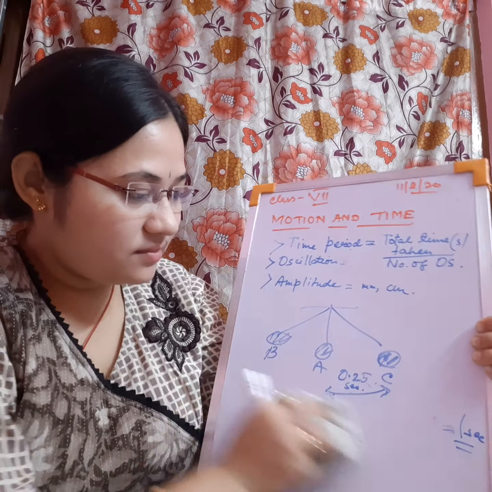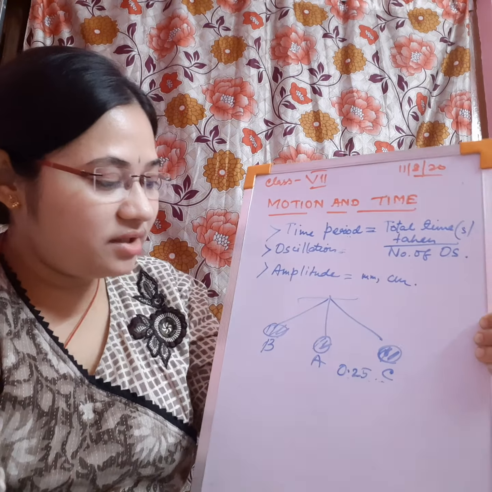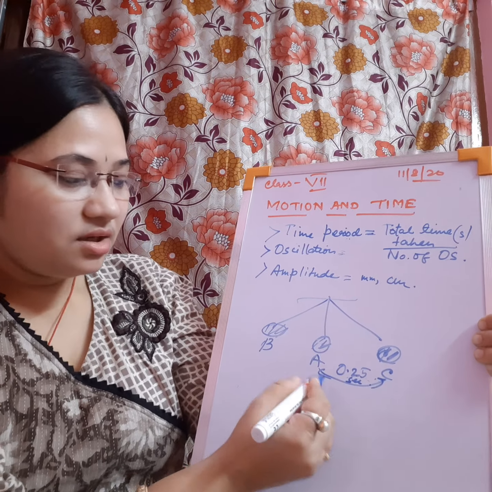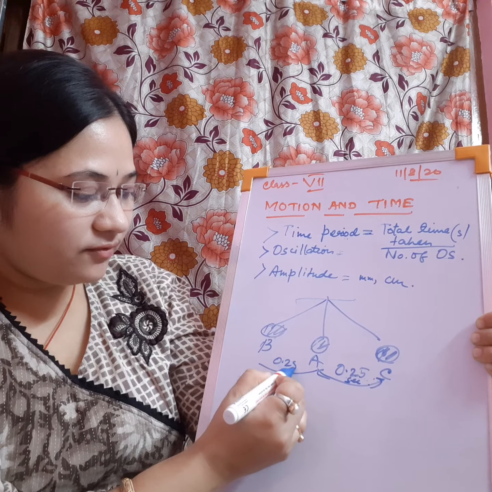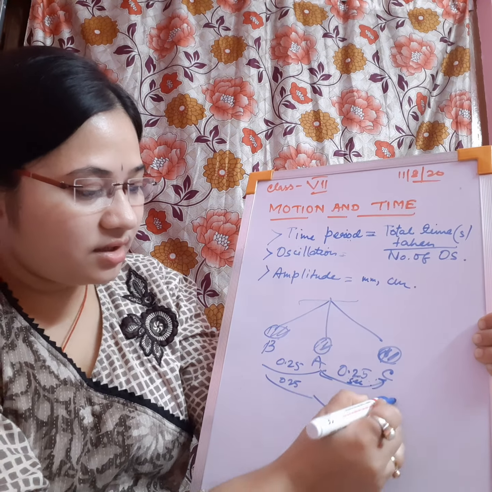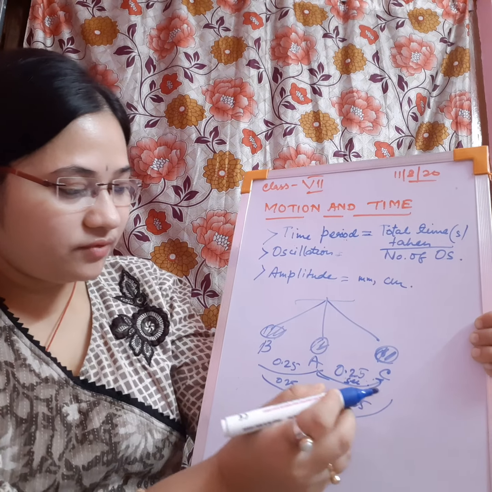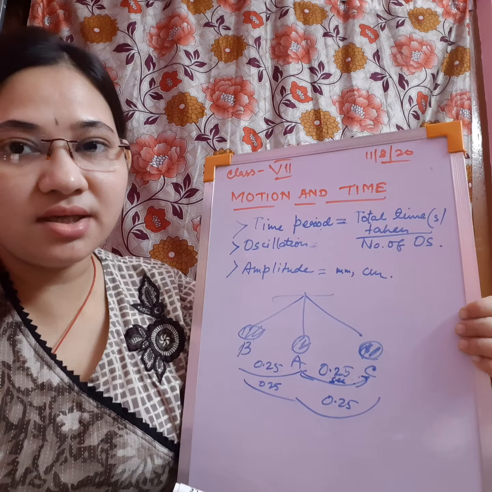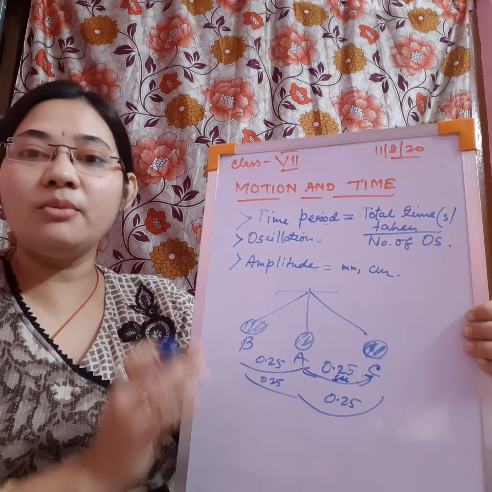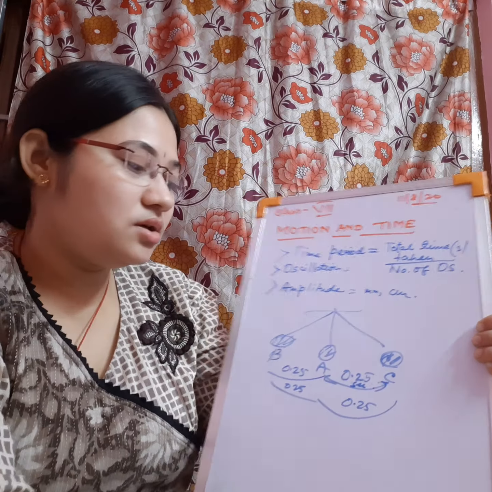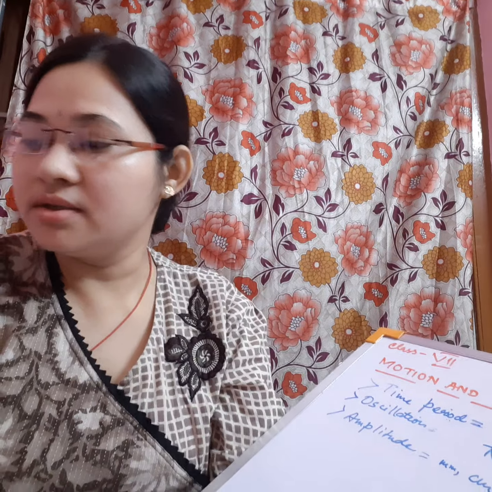That means to complete this distance, it is taking 0.25 seconds. Again here also 0.25, here also 0.25, and again here also 0.25. So 1, 2, 3, 4. So 0.25 into 4 is equal to 1 second. So one oscillation will take how much time? 1 second to complete. In this way we can do the sums which are based on it.